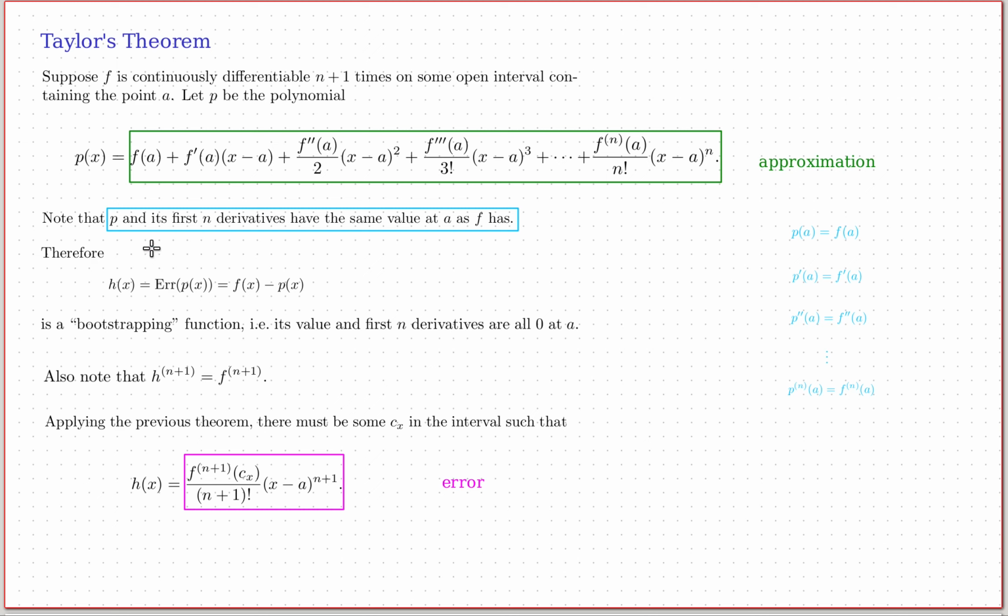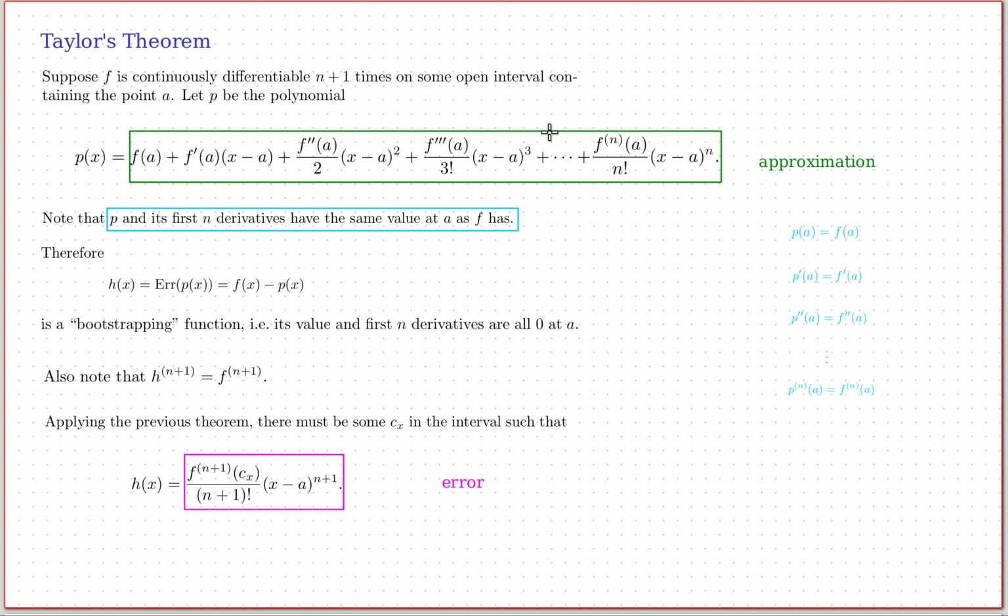Now, because of that, if we take the difference, f minus p, the original function f minus its approximation p, then this error function, which I'll call h, will be 0 at a, and its first n derivatives will also be 0 at a, because everything's going to cancel for the original value and the first n derivatives. Therefore, this h is what I've been calling a bootstrapping function. Its value and first n derivatives are all 0, and therefore we can apply the previous theorem to it to get an estimate of how big this error is.